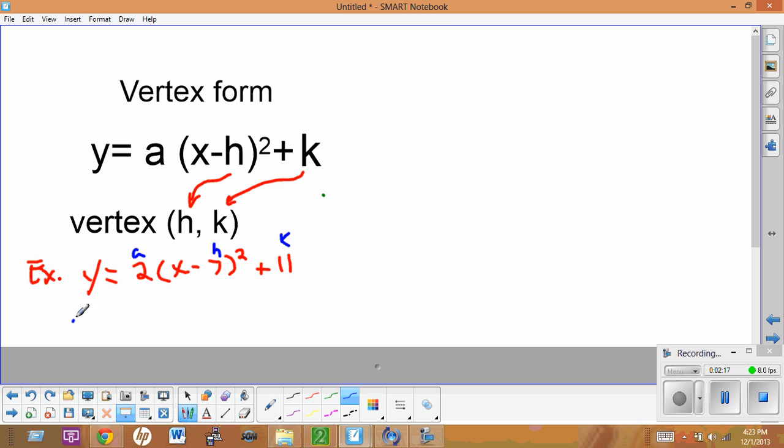So if I want my vertex, we can say our vertex is the number following the minus sign, which is 7, and our k is 11. So this particular quadratic function has a vertex at (7, 11). Let's take a look at another one.